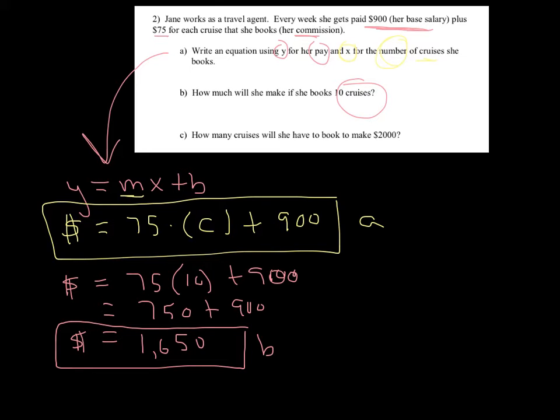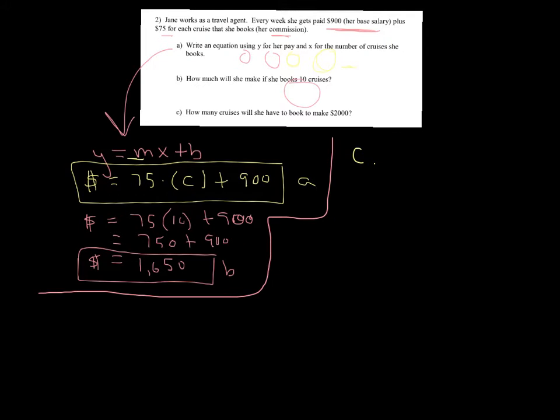All right, so we're just going to box that up and label that as part B. Now we need a little room for C, so I'm going to shrink this down a little bit. For part C, it wants to know how many cruises will she have to book to make $2,000. So now we have our dollar amount given. So we have 2,000 equals 75 times the number of cruises plus 900.